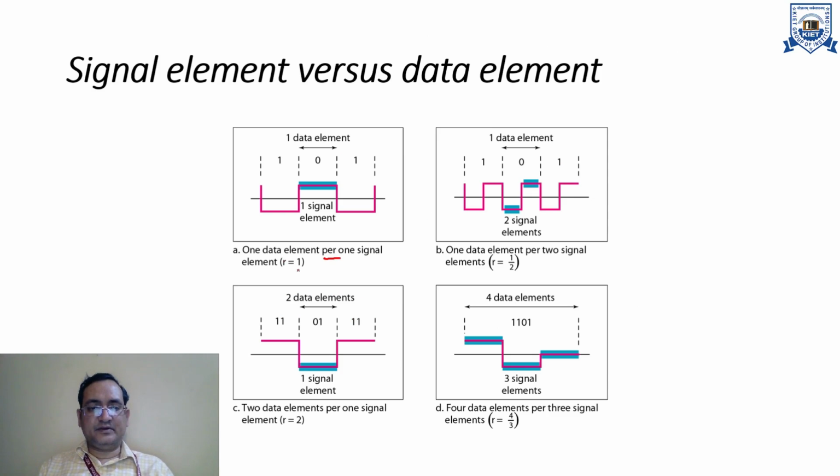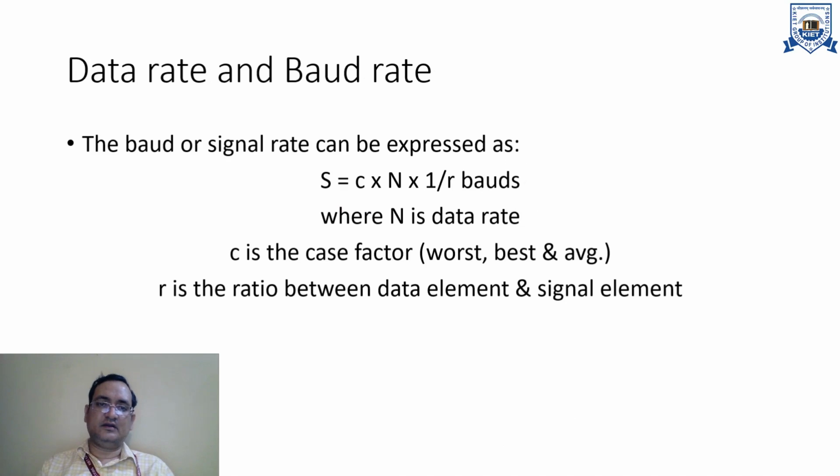One data element per signal element is called R equal to 1, if I am transmitting one data element per one signal element. If one data element per 2 signal elements, then R is equal to 1 by 2. This is the ratio I already mentioned. 2 data elements per one symbol, that is R equal to 2, like a symbol of 2 bits. Similarly, 4 data elements per 3 signal elements, then R is equal to 4 by 3.